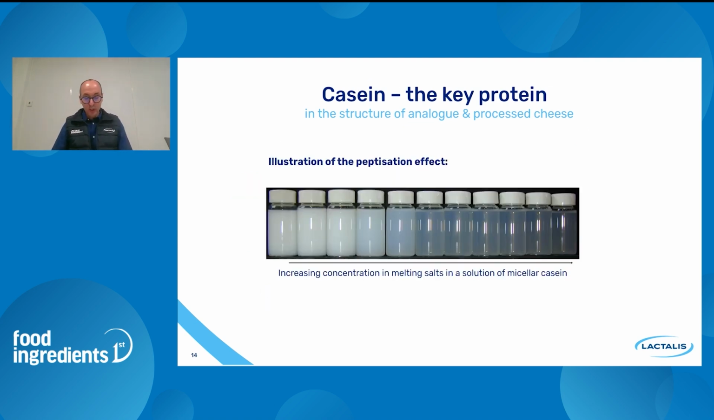This slide is just showing you the effect of the melting salt. This is an experiment that we did in the lab. We added increasing amounts of phosphate into a solution of micellar casein. And you can see on the left, we start from a turbid and white solution, and progressively the solution gets completely transparent with increasing amount of melting salt. And this is due, in fact, to the size reduction of the casein as a result of the peptization. The casein particles become eventually so small that they do not diffract the light anymore, making the solution transparent.